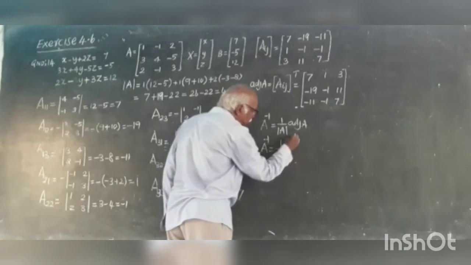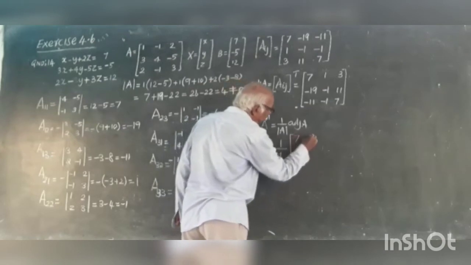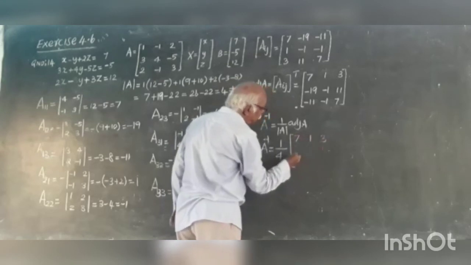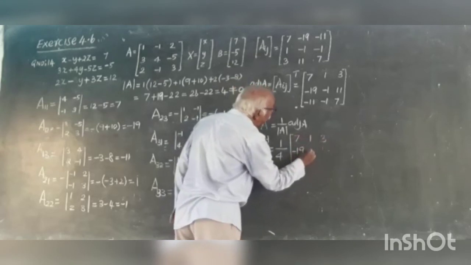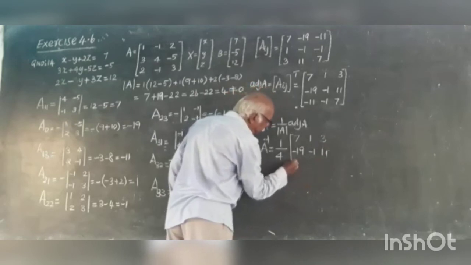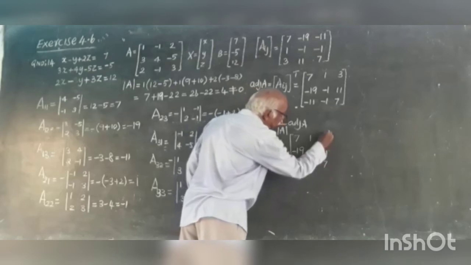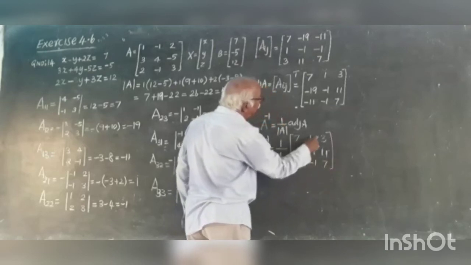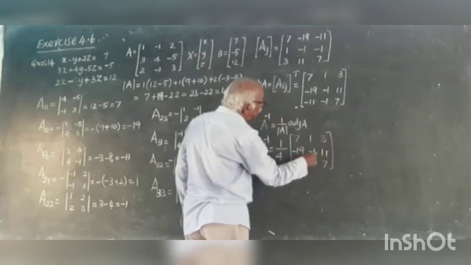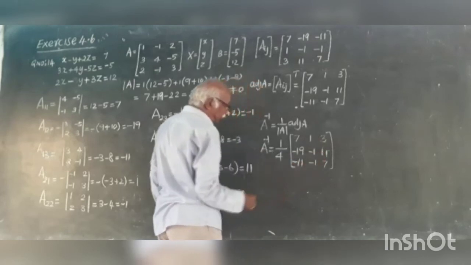Already we have found the determinant. So A inverse is 1 by 4 into the adjoint: 7, 1, 3; minus 19, minus 1, 7; minus 11, minus 1, 7.